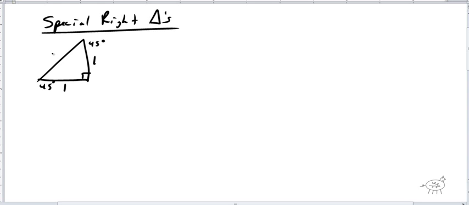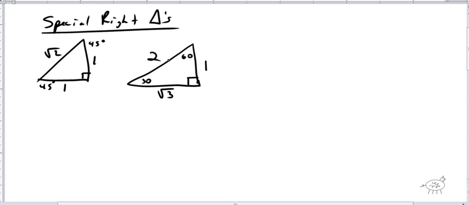So 1, 1, and root 2, and then you also had 30, 60, 90, and you remember it was x, x root 3, and 2x. So remember, across from 30 was your x, so that's just 1. Across from 60 was the x root 3, so it's just root 3, and across from the 90 is going to be 2. All right, those are really, really, really important triangles to know.